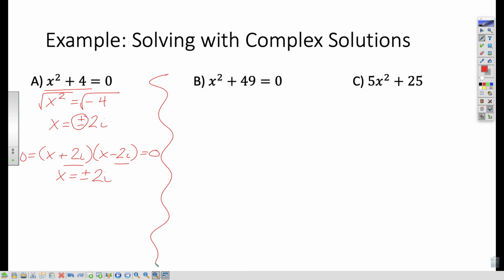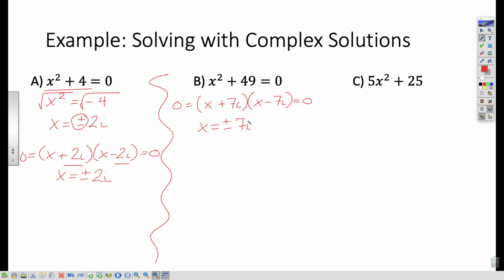I put 0 equals parentheses x plus 7i, and then another parentheses x minus 7i, and then I put under that equals 0. And then I did x equals plus or minus 7i. And that's right. Okay, you're just using a pattern, right? That's all you're doing.